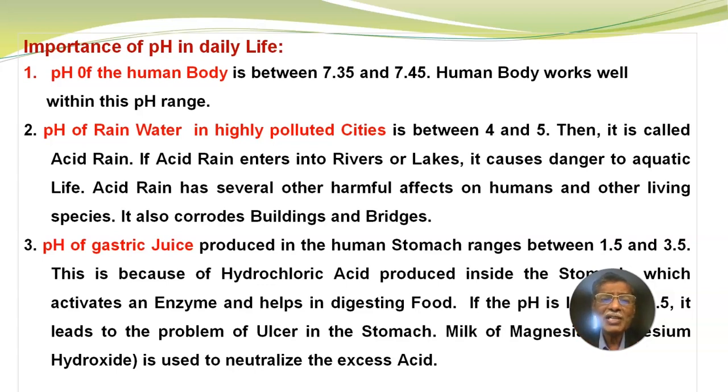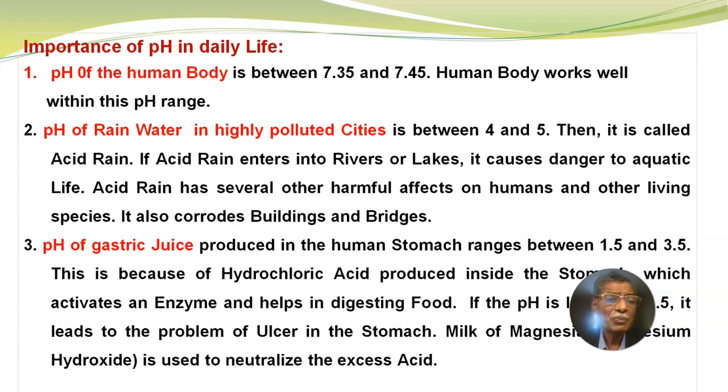If this acid rain enters into rivers or lakes, it causes danger to aquatic life. Acid rain has several other harmful effects on humans and other living species. It also corrodes buildings and bridges.